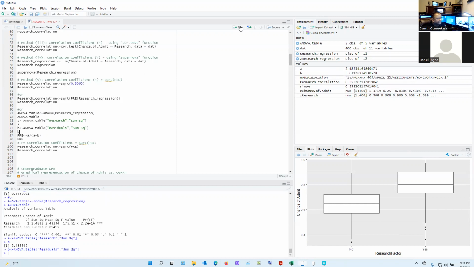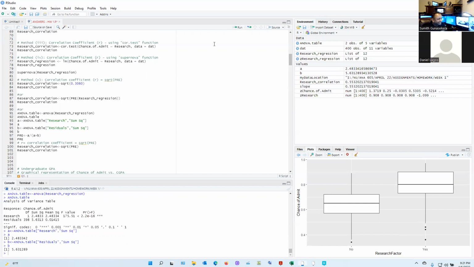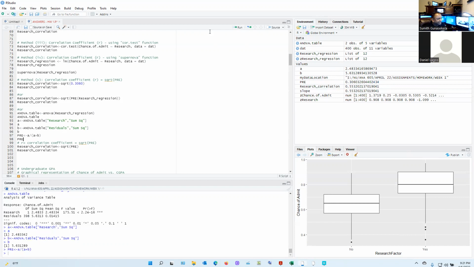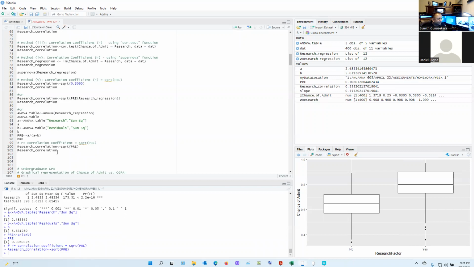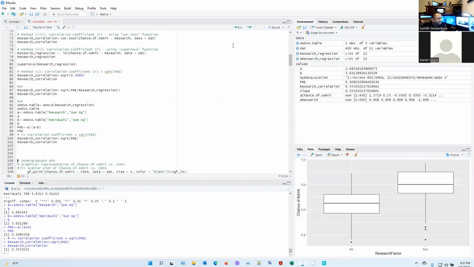Then what I'm going to do is, PRE is nothing but the sum of squared regression divided by the total sum of squares. I'm going to add these two to get the total. You can get the PRE like that. Then find the square root of it, and that would also give you the same answer.